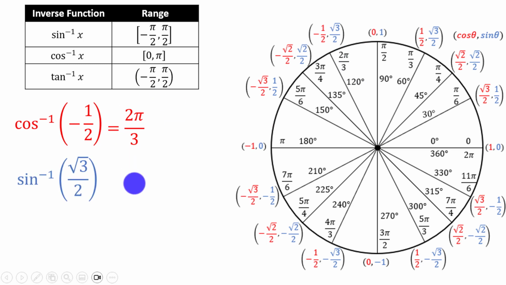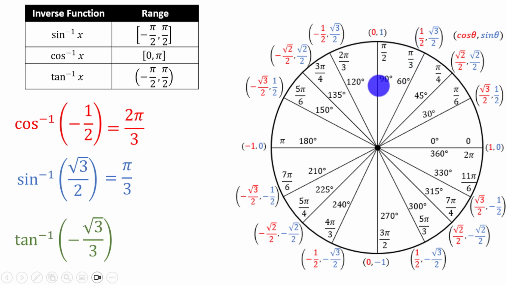How about the inverse sine of square root 3 over 2? Sine of what angle gives me an output of square root 3 over 2, where we're between negative pi over 2 and pi over 2? Well, that would be over here at pi over 3, right? Sine of pi over 3 would give me square root 3 over 2.